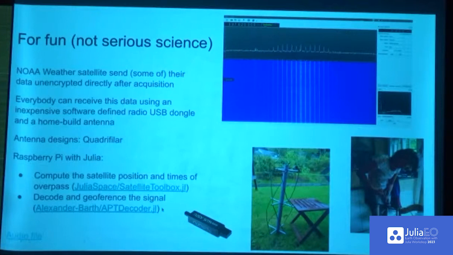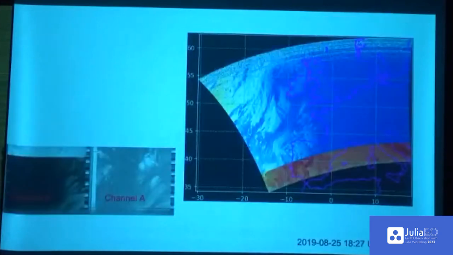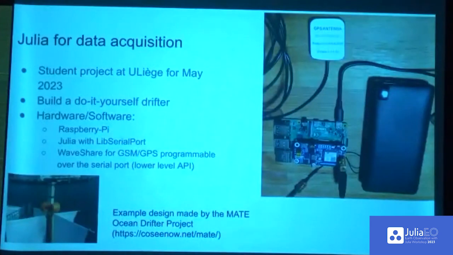So I use for this the satellite toolbox, to get the moment when the satellite will pass over us. And then another package, app decoder, that I wrote, that can help you decode the image. And then you see quite nice images from the data that you get from the satellite.